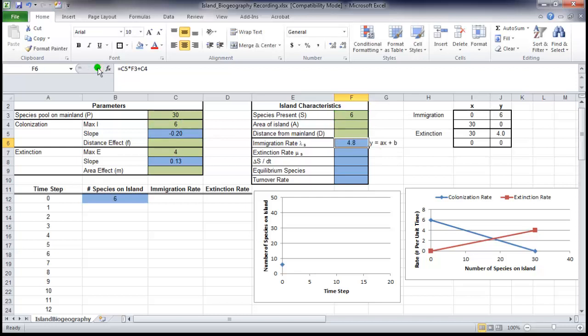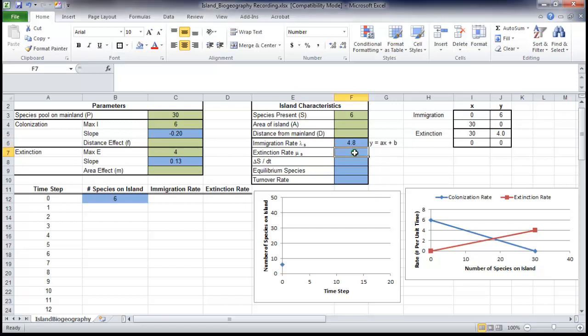I may have gotten my notation mixed up a little bit, but I hope you can see that this is the equation of a line, and once again you have the intercept plus the slope times x, and x in our case is the number of species present, and the result is 4.8. So this means that for our island that currently has 6 species, we expect in the next time step that we'd be gaining 4.8 new species.